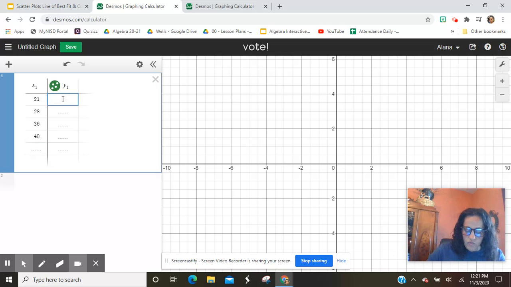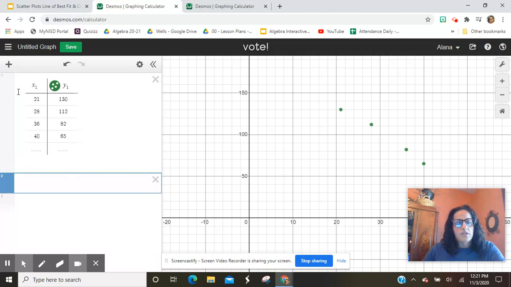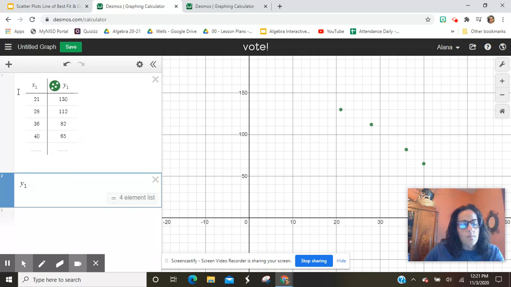There's my X values and then the Y values. Okay. So remember, if you hit that magnifying glass, it'll show you where your points are. So here, let's go ahead and find our line of best fit and all that just for practice, okay? So we're going to go to an expression, and I'm going to type Y1, remember?